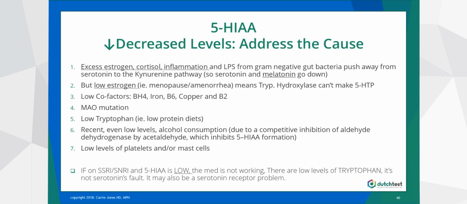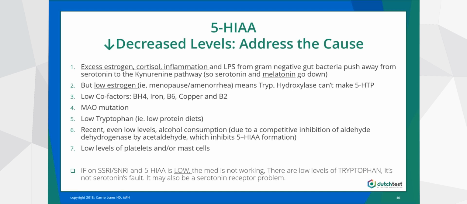But what happens if she has low estrogen? I just told you, her tryptophan hydroxylase can't make 5-HTP. So how many menopausal women or perimenopausal women do you have come into your office and they say, I'm heading into menopause and I feel more depressed? Why do I feel more depressed? Now you can say, well, unfortunately, you can't make tryptophan hydroxylase like you used to back in the day, and you can't make 5-HTP. Or women who are amenorrheic, they're skipping their periods, they have irregular cycles, big problem.